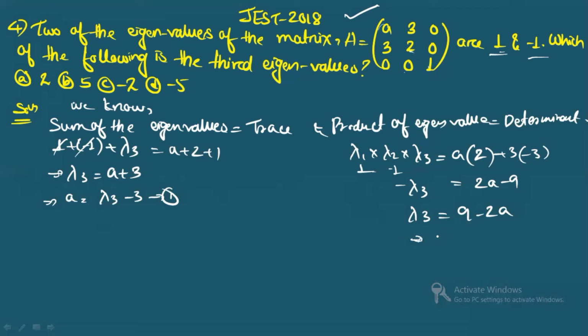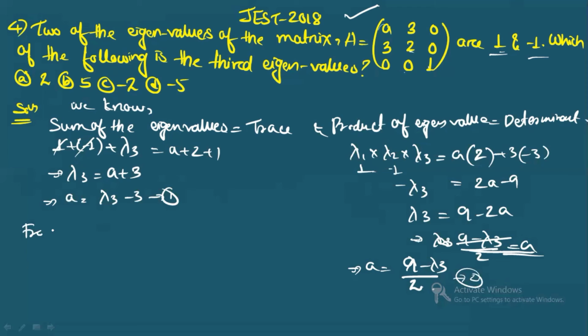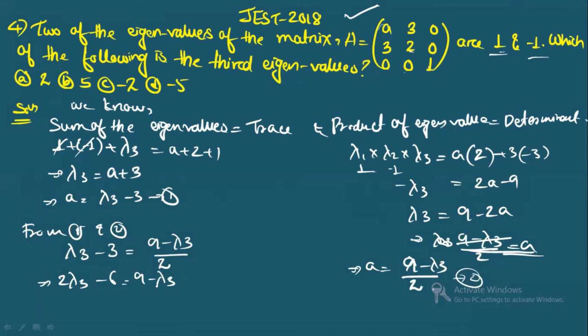So from here, you will get the value of A. You will get 9 minus lambda 3 divided by 2 equals A. Just a second, I'm writing it here. You will get A equals 9 minus lambda 3 by 2. Here I am taking this to the left hand side and this to the right hand side. This is the value of A, so this is equation 2. Now from equations 1 and 2, you will get lambda 3 minus 3 equals 9 minus lambda 3 by 2, right? Just do the cross multiplication. You will get 2 lambda 3 minus 6 equals 9 minus lambda 3.